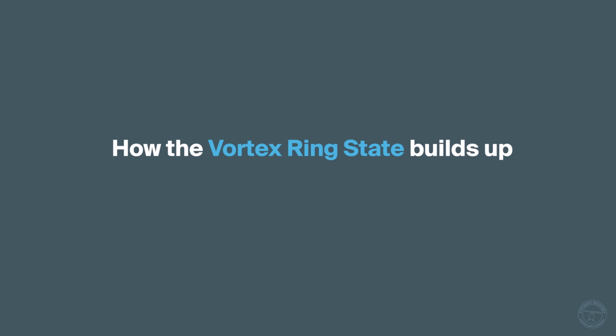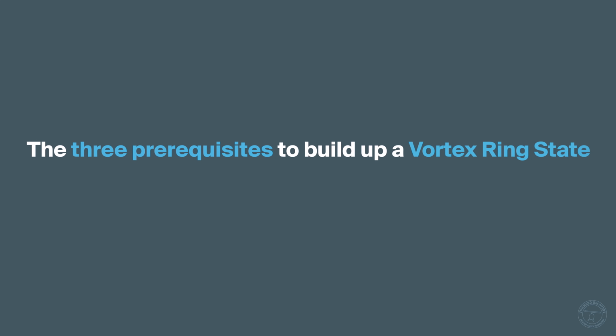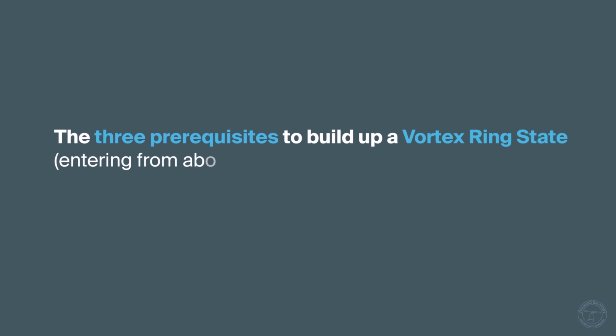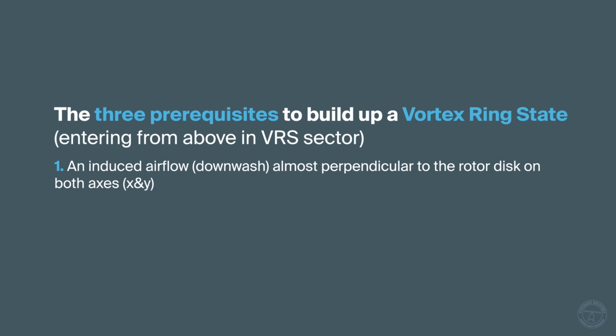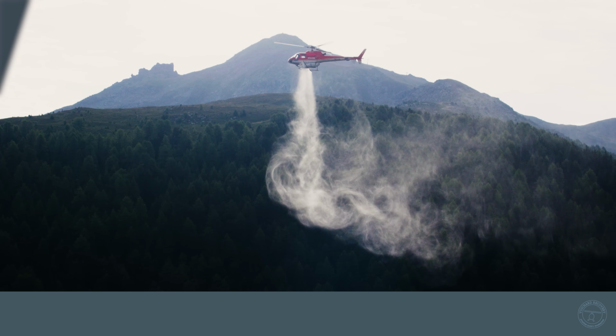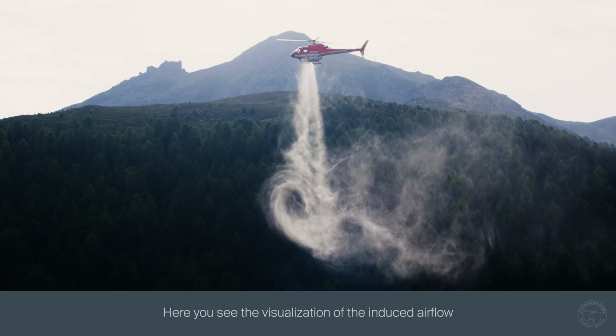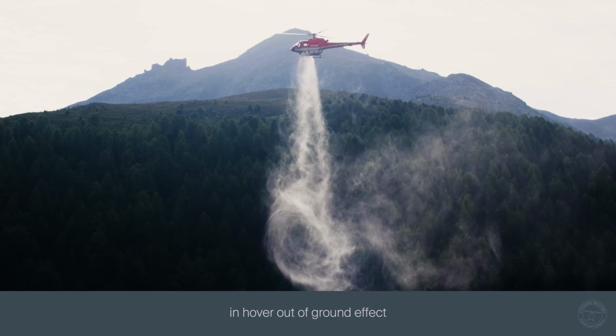How the vortex ring state builds up. The 3 prerequisites to build up a vortex ring state. Entering from above in the VRS sector. First, an induced airflow, or downwash, almost perpendicular to the rotor disc on both axes, X and Y. Here, you see the visualization of induced airflow in hover out of ground effect.